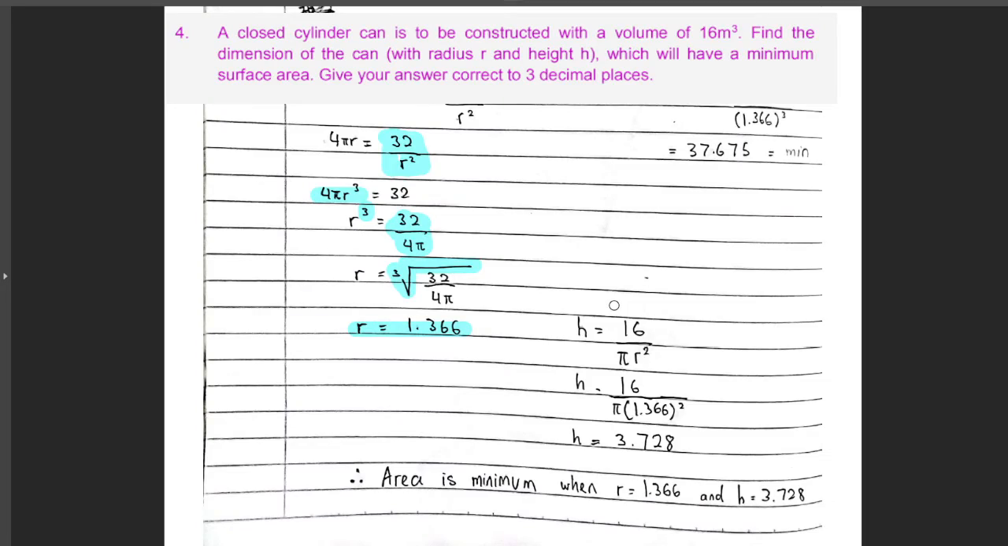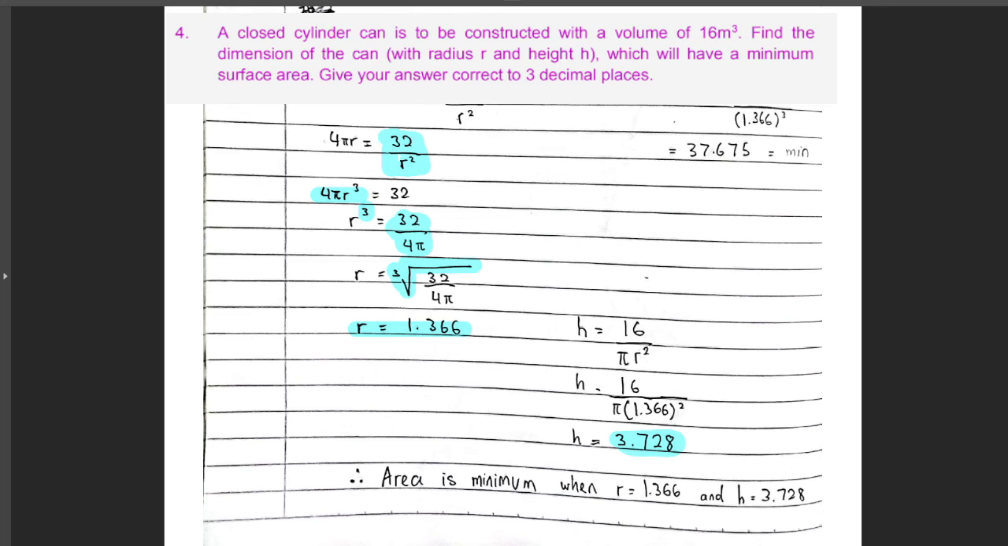After that, substitute r into the value of h to find h, and then we get 3.728. These numbers are rounded to 3 decimal places as required by the question.